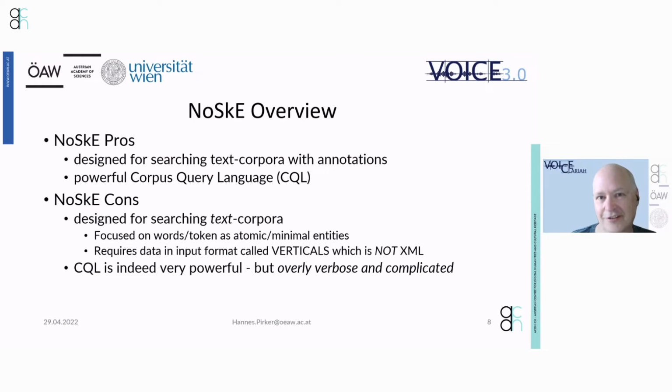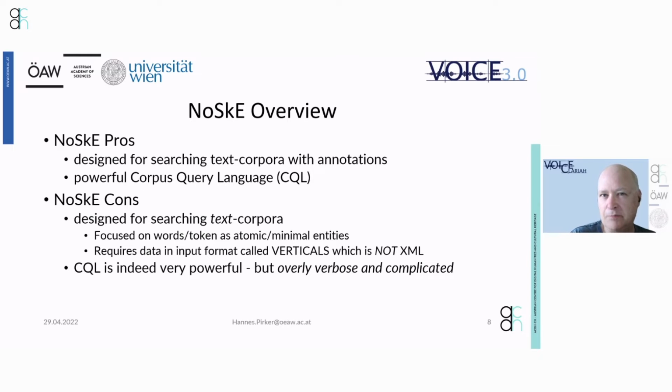So, an overview of the NoSke. The advantages of the NoSke: it's designed for searching text corpora with annotations, and it comes with a powerful Corpus query language, called CQL. Disadvantages are more or less the same. It's designed for searching text corpora. It's focused on the orthographic word, or token as we call it, as an atomic minimal entity.